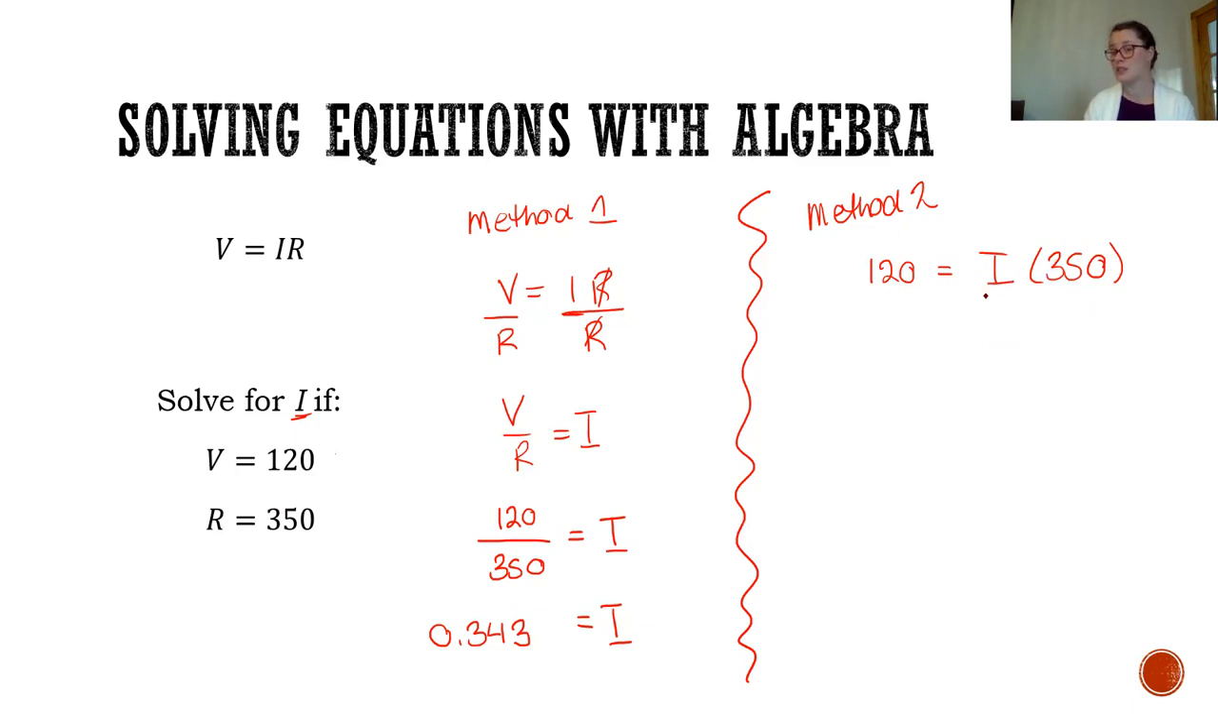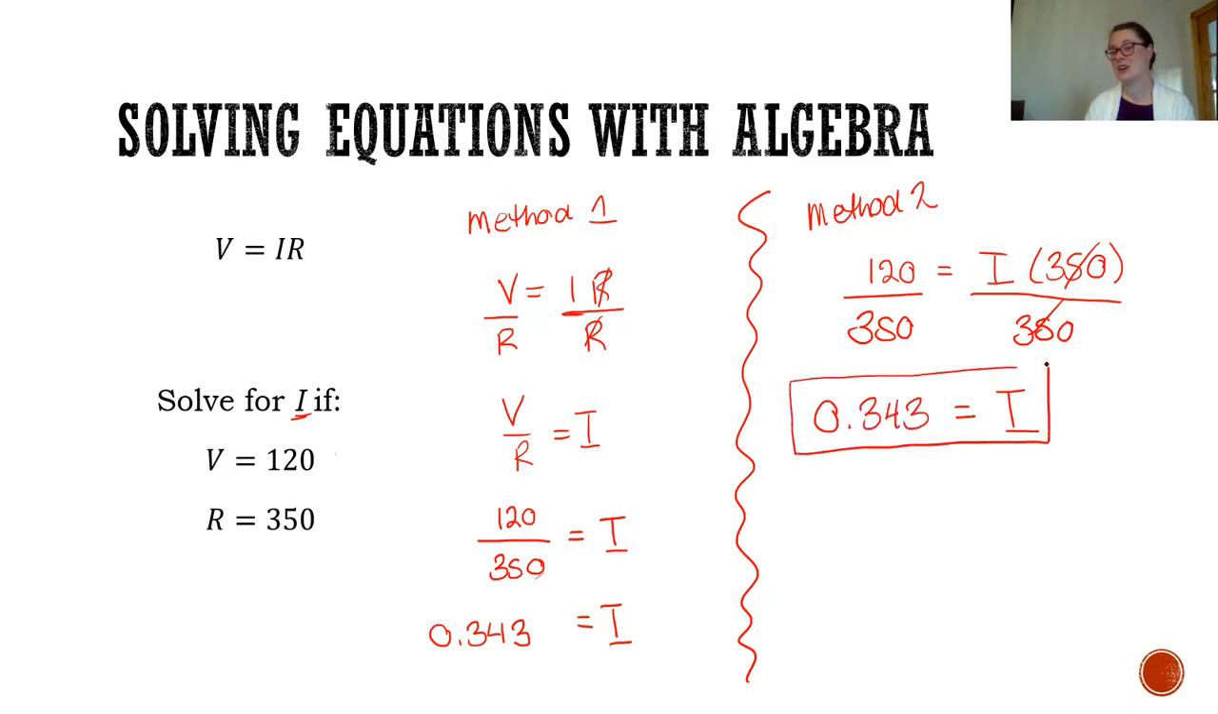Now that we have this, we can see that, well, it's I times 350, so we're going to divide by 350. I would argue this seems like a lot fewer steps. So we still have 120 over 350. 120 over 350 gives us 0.343.